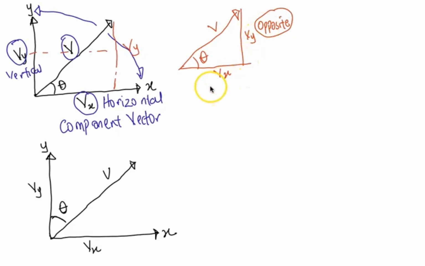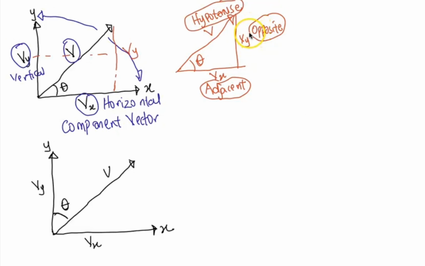We can call this side the adjacent. Then the longest side over there, here, is the hypotenuse. So we are just going to label the sides properly. So we now have the opposite. Opposite is opposite because it's facing this angle. Then hypotenuse because it's the longest side. Then adjacent, that's the other side left.